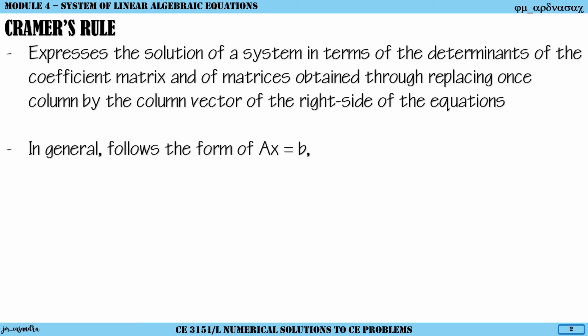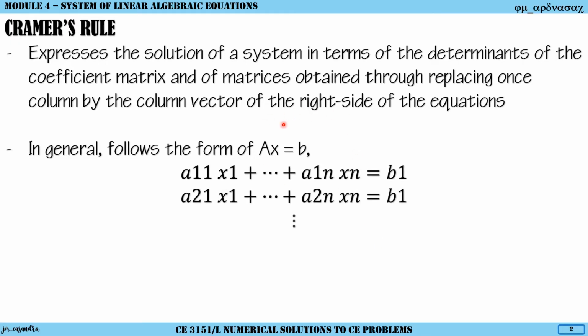So in general, the linear systems wherein we will apply Cramer's rule will follow the form Ax equal to b. So given now several equations, they will all have the same form: Ax equal to b.